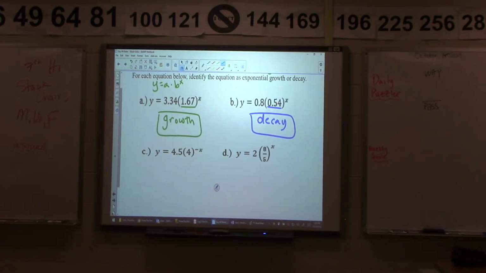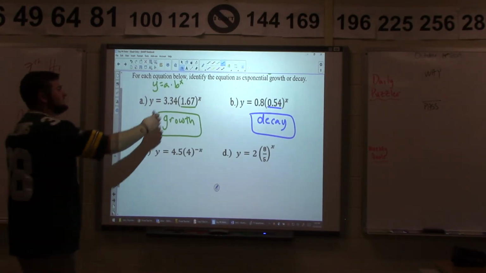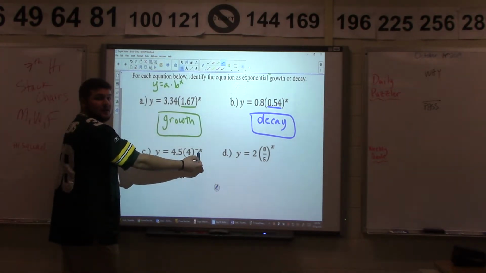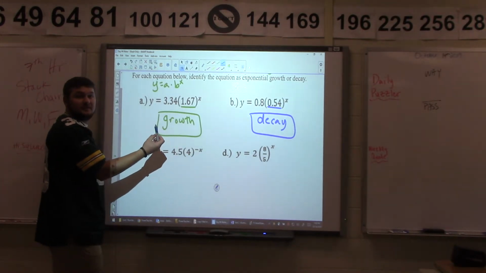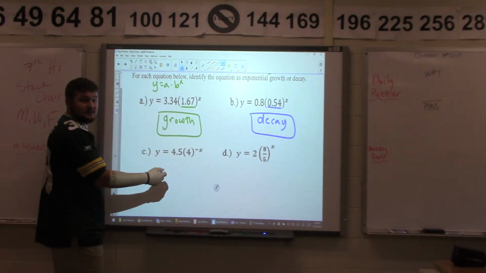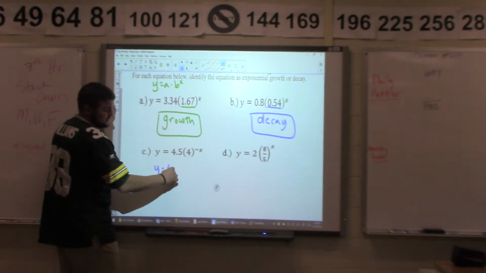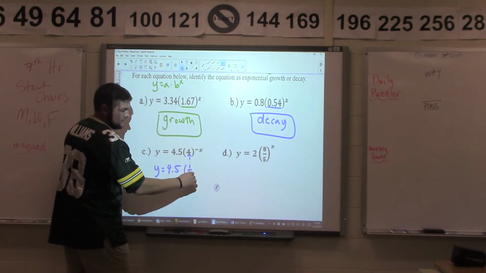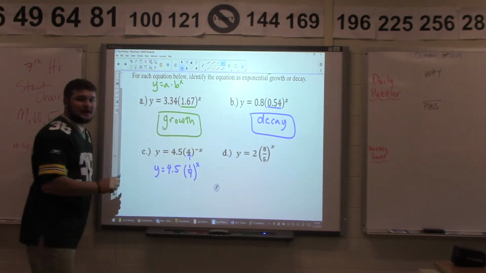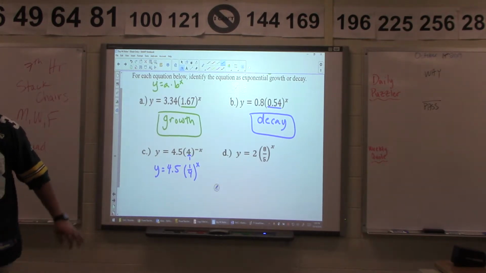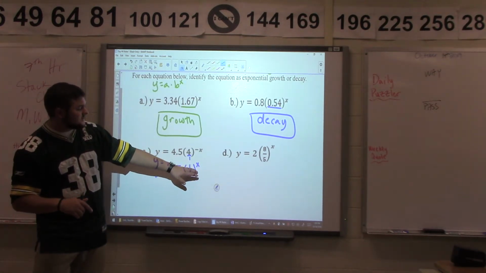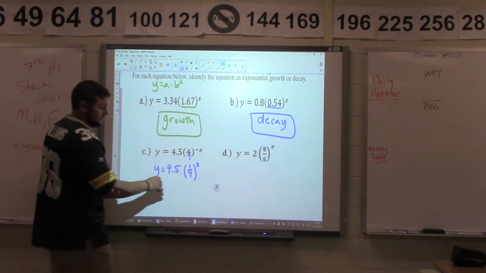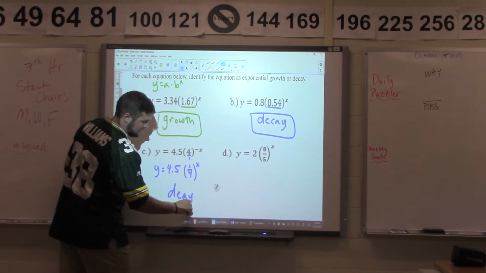We need to be very careful with problems like this, guys. In our equation, we have b to the positive x. Do we have a positive exponent right now? How do you make it a positive exponent? We flip what's in the parentheses, right? So this becomes y equals 4.5, because this was 4 over 1, to the 1 over 4 to the positive x. Be very careful. We need a positive exponent. So if we have a positive exponent, we have 1/4 for b. Is that greater than 1? No, so it's going to be decay.